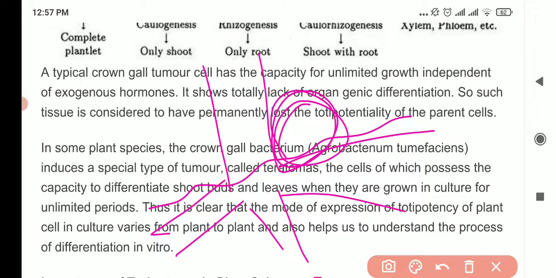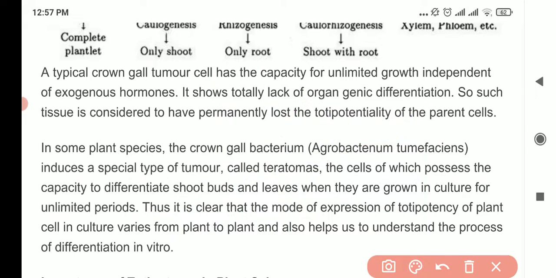And this disease has cells which keep on growing. So that is your crown gall disease. Okay, you can Google by yourself.